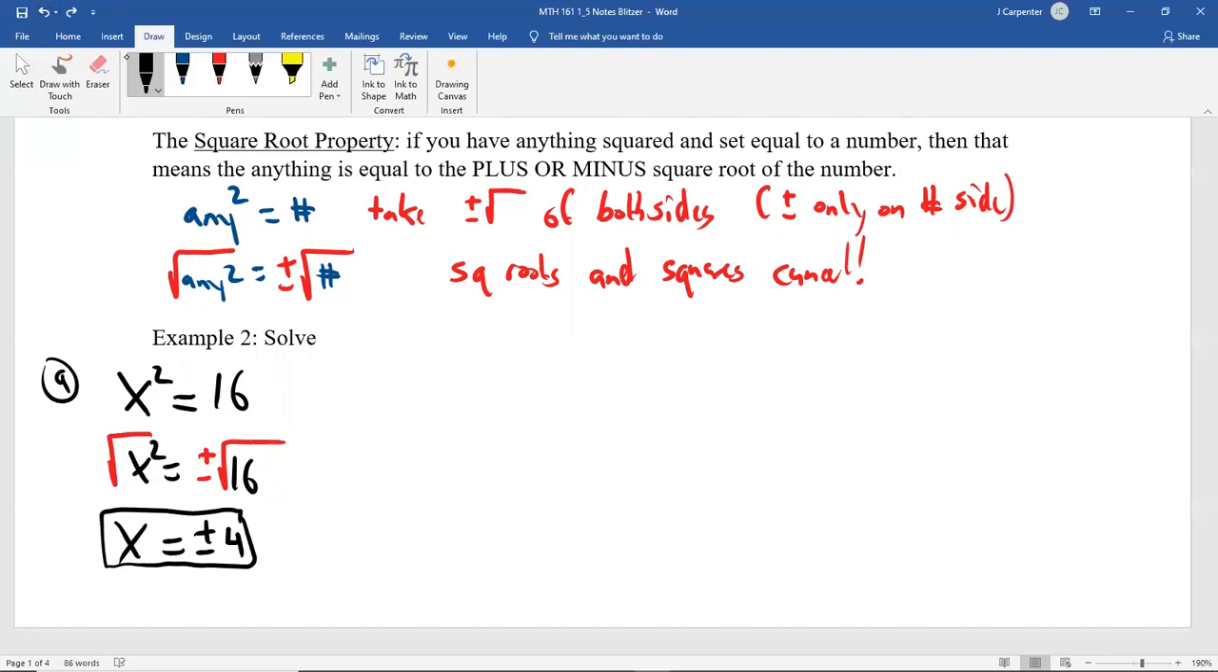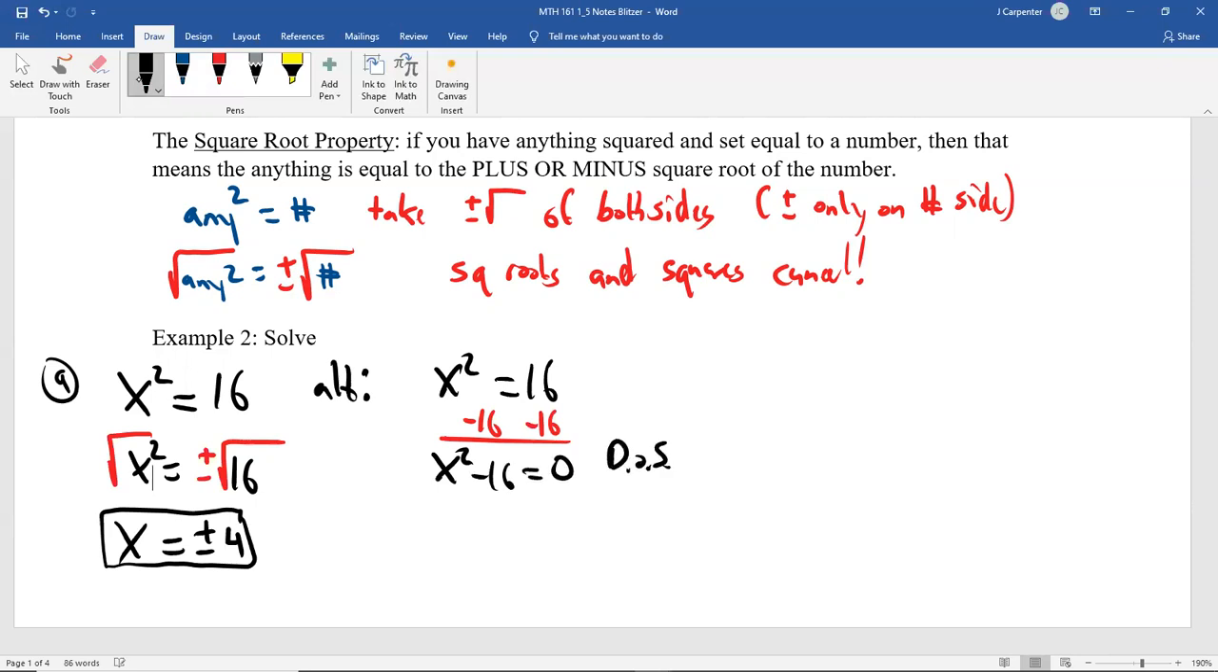Usually not, though. Here's an alternative way that this could have been solved, using what we did in the last pair of examples. Instead of using the square root property, you can move the 16 over to the x squared side. You can solve this by factoring. You get x squared minus 16 is equal to 0. This is a difference of squares, where your a is x and your b is 4, so you go x plus 4 times x minus 4 equals 0. You set each of these equal to 0 independently.